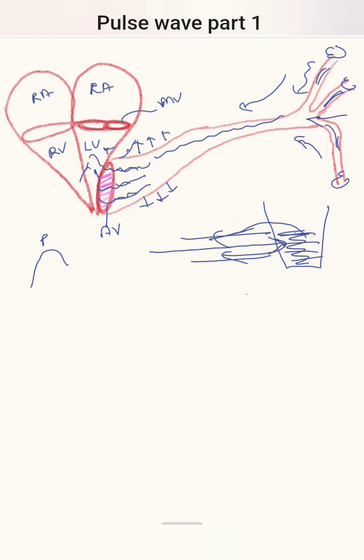Some waves will get reflected, and that's why there will be another wave that is called the tidal wave. This is the reflected wave from the peripheries. ठीक है? But please note that the T wave is always smaller than the P wave, such that you can only palpate the P wave while you are palpating your pulse in the periphery, right?